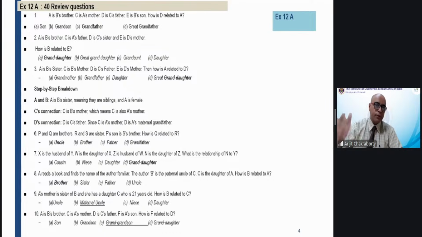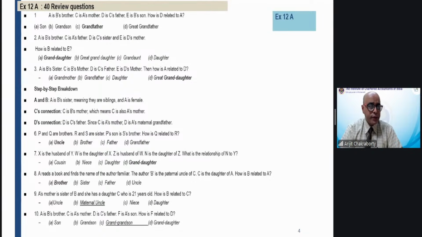D is C's father. Okay, so now we go one step ahead. The next generation, that is the D. D signifies D is C's father, which means D is male.